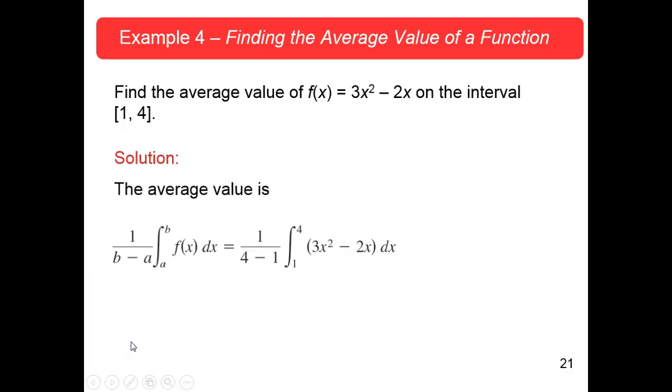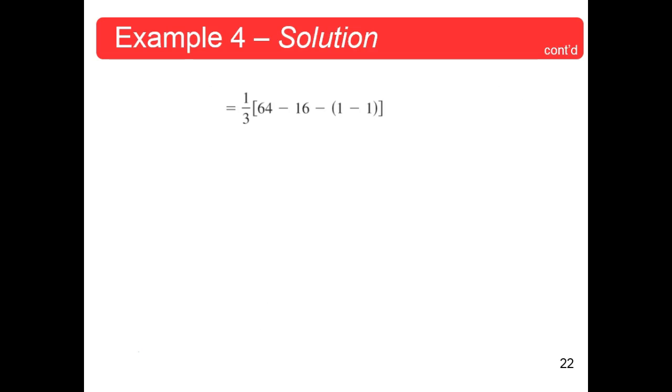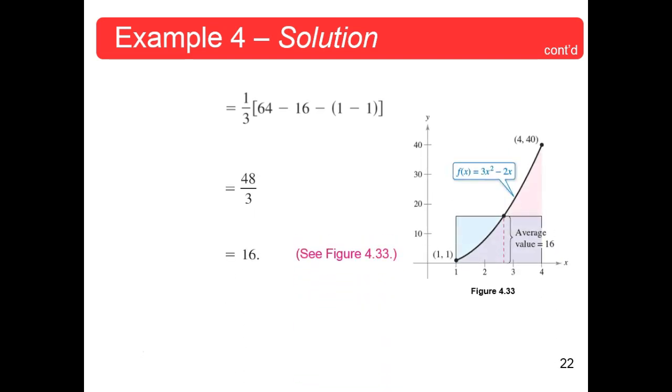All right. They started off with the average value being 1 over b minus a times the integral of f of x dx from a to b. And we know what those are. The b minus a is 1 over 4 minus 1, integral from 1 to 4, and that's your function. And that gives you 1/3 times x cubed minus x squared from 1 to 4, which is 1/3 of 64 minus 16 minus 1, which is 0. So that'd be 48/3, which of course is 16. Now, the average value is 16. That's this thing here.